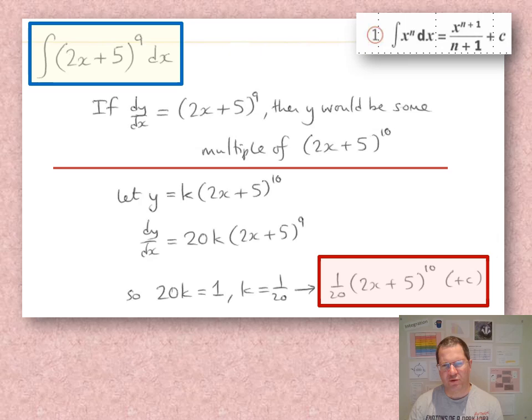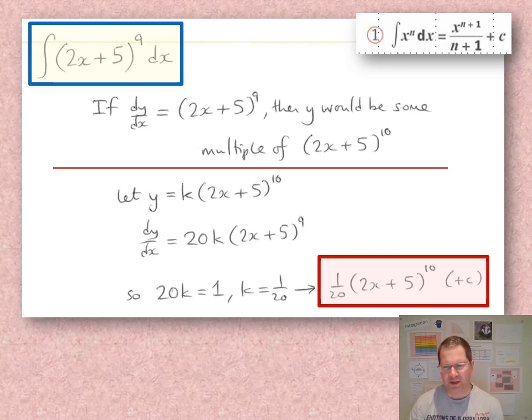So let y equal k times 2x plus 5 to the power of 10, i.e. some multiple of 2x plus 5 to the power of 10. Then we differentiate it via the chain rule. Essentially what happens is that we're timesing by the coefficient of x in the brackets and the index 10. That gives us 20k times 2x plus 5 to the power of 9. So 20k is equal to 1, comparing it with the original.